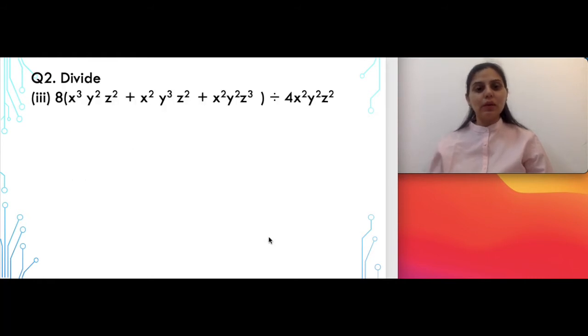In the next one, we are going to divide the terms. Now, if you see the first term clearly, it is a polynomial. It has got 3 terms, so it is a trinomial. And the second term is a monomial.